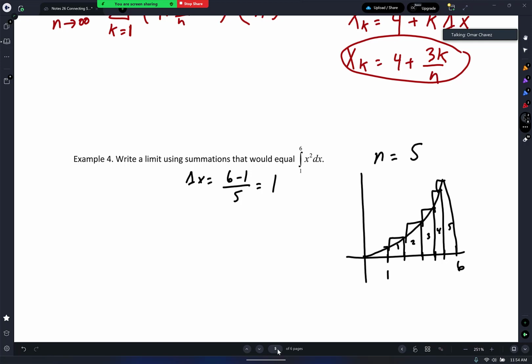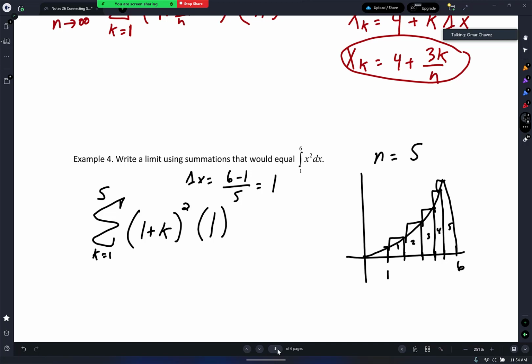We're cooking. All right. Then I'm going to say, I'm not going to use the limit notation because we have 5 rectangles. So I'm going to say k equals 1 to 5. And then in parentheses, where do I start? At 2, right? So I'm going to write (1 plus k) squared, times 1. And that would give me the area under the curve with 5 rectangles. Do you guys agree?